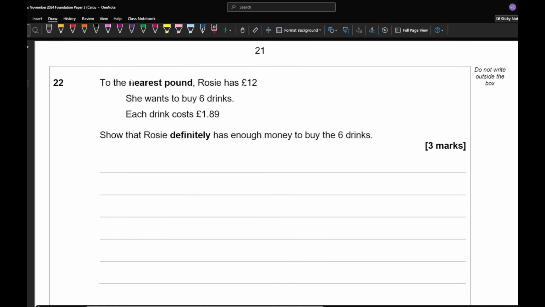Moving on to question 22, it says that to the nearest pound, Rosie has £12. She wants to buy 6 drinks. Each drink costs £1.89. Show that Rosie can definitely has enough money to buy the 6 drinks.